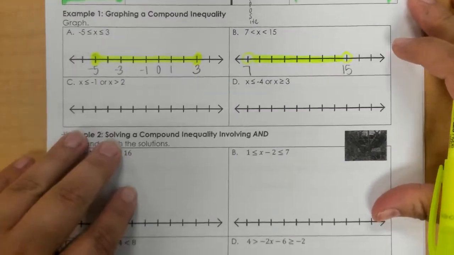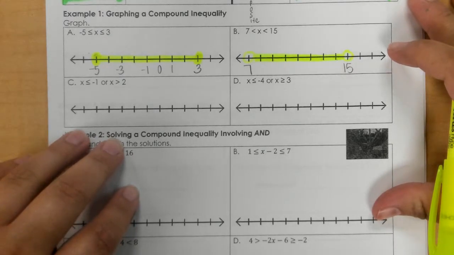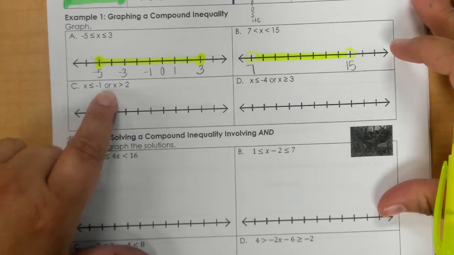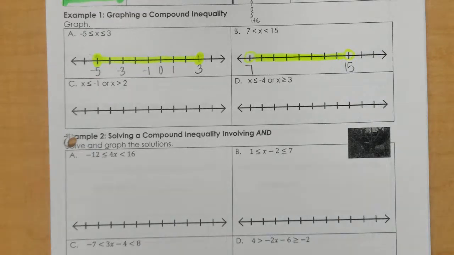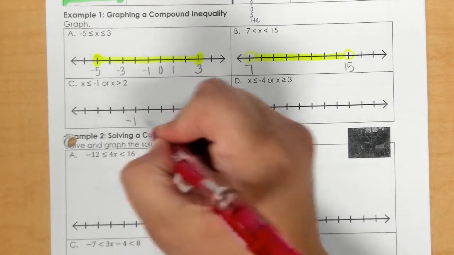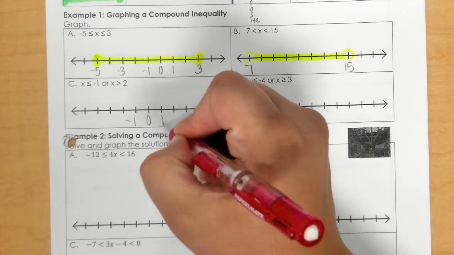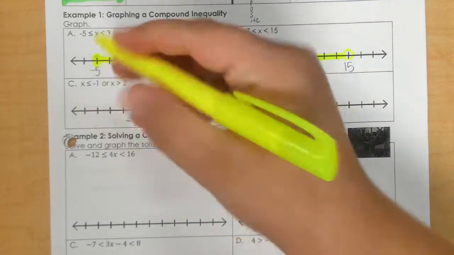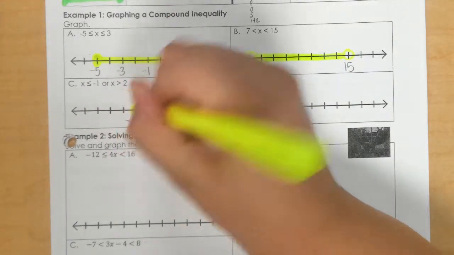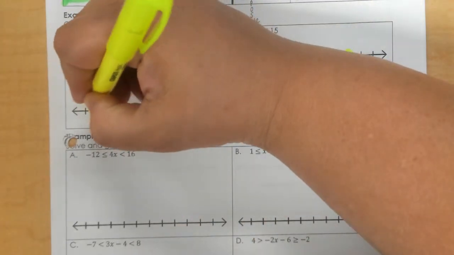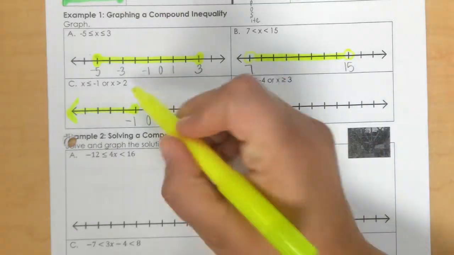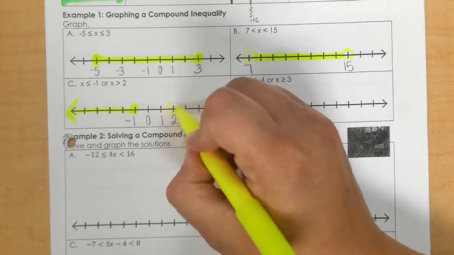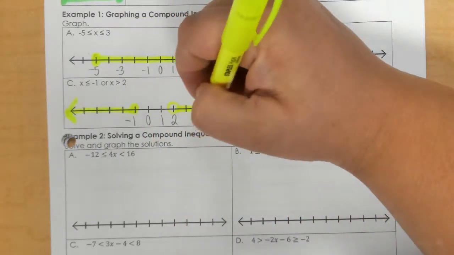Okay. Then in letter C, this is or. So we're going to be going opposite directions. So at negative 1, there's 0, 1, 2. So at negative 1, we are closed since it has the equal to. And we're going less than. At 2, we have an open circle. And we're going greater than.